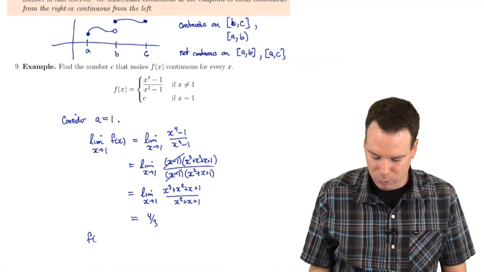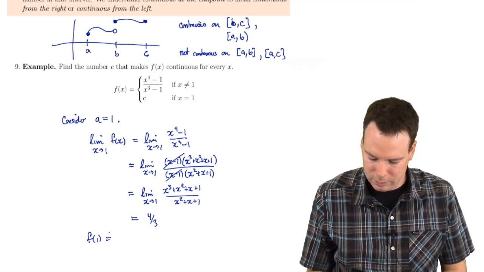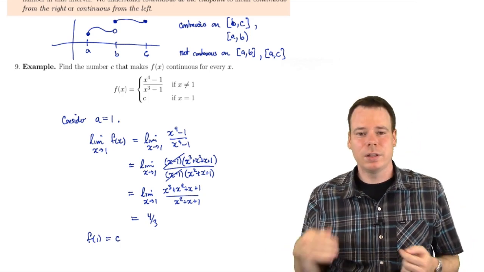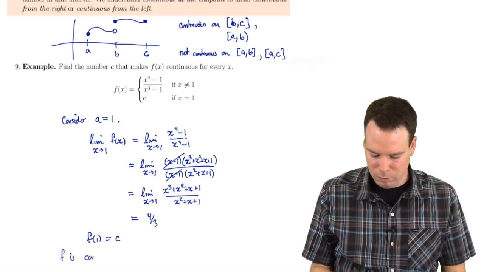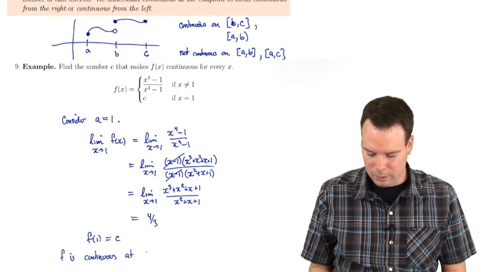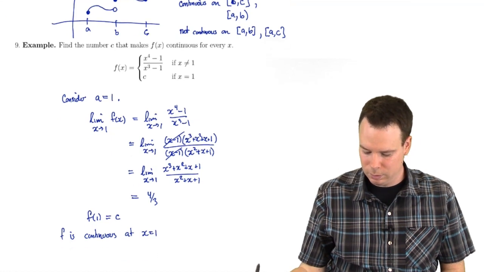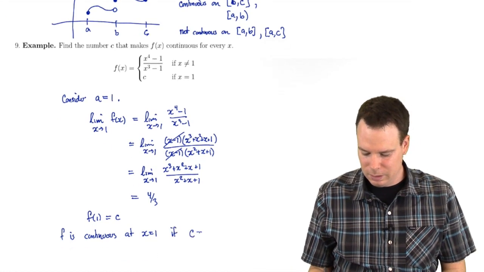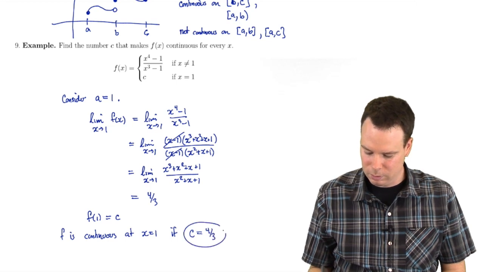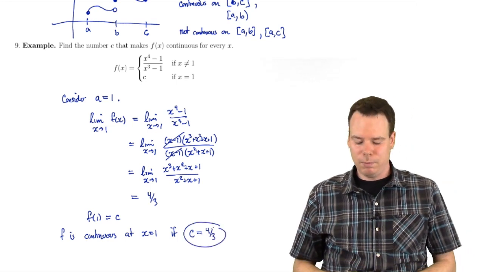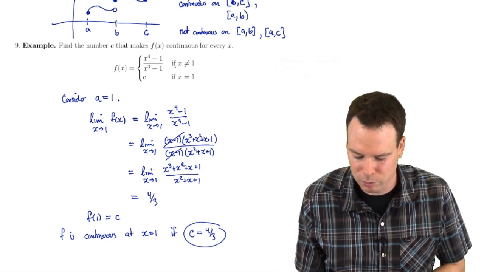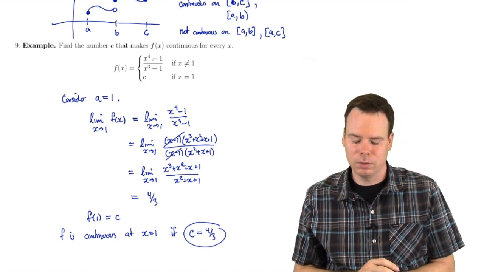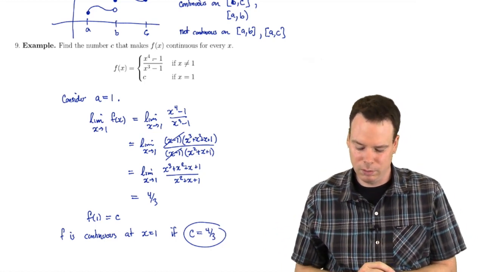What's our function value at 1? Well, that is c. To be continuous, I want the limit to be the same as the function value. So f is continuous at x equals 1 if c is equal to 4/3. And so there we go. We found our value that makes the function continuous at 1. And then, as I mentioned, it's continuous everywhere else because that's just this rational piece, which is continuous at the other values, not equal to 1.